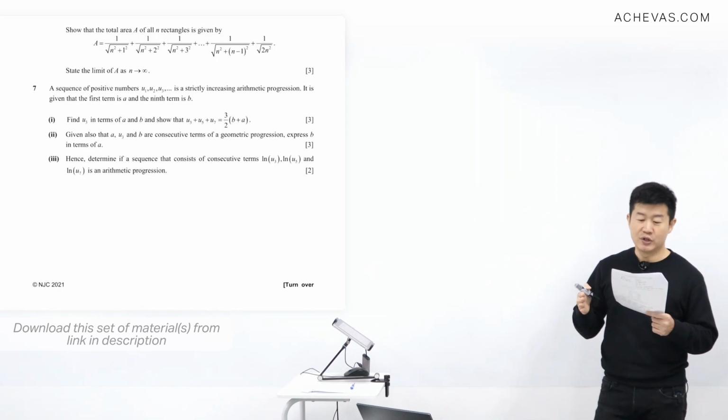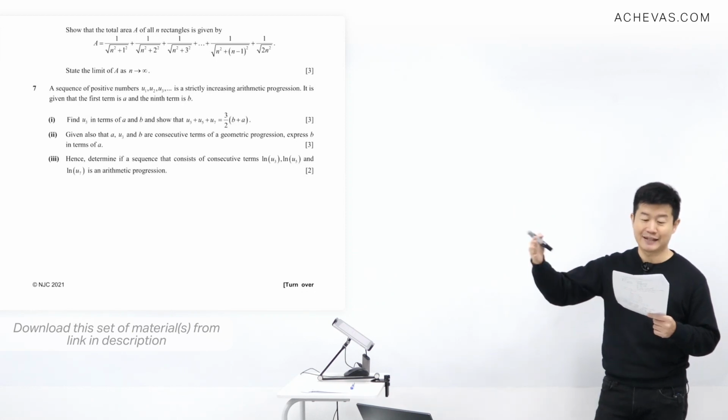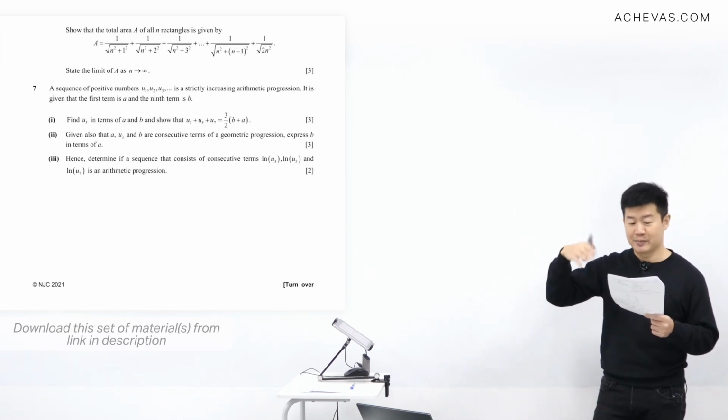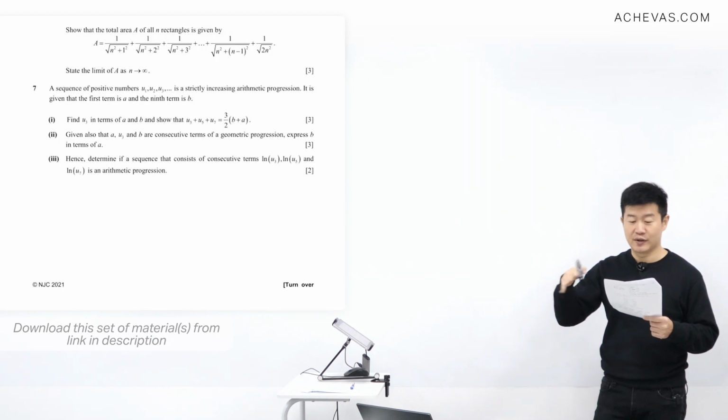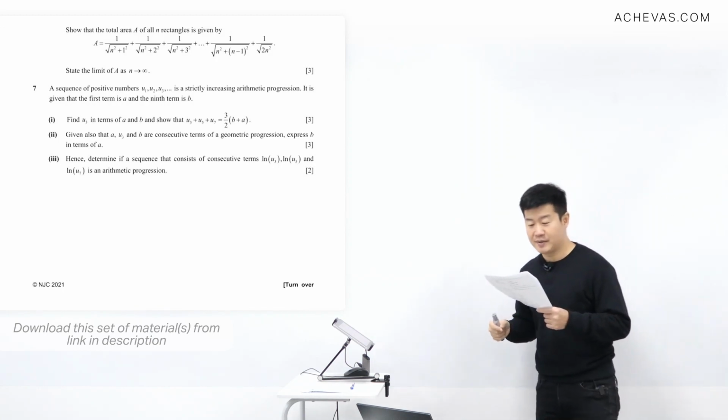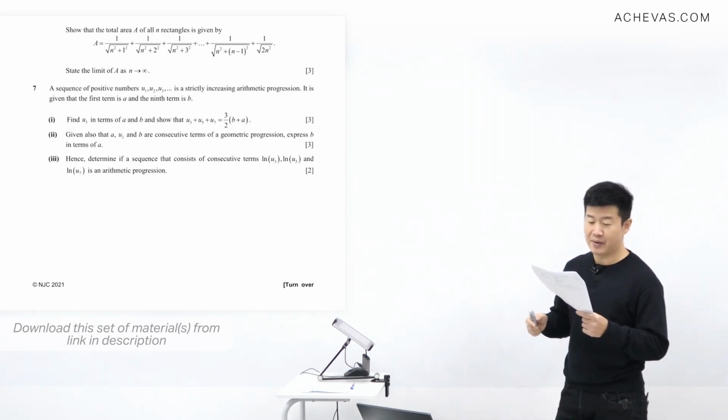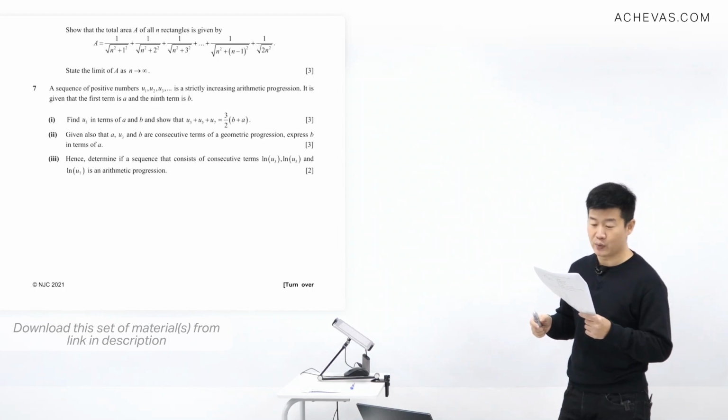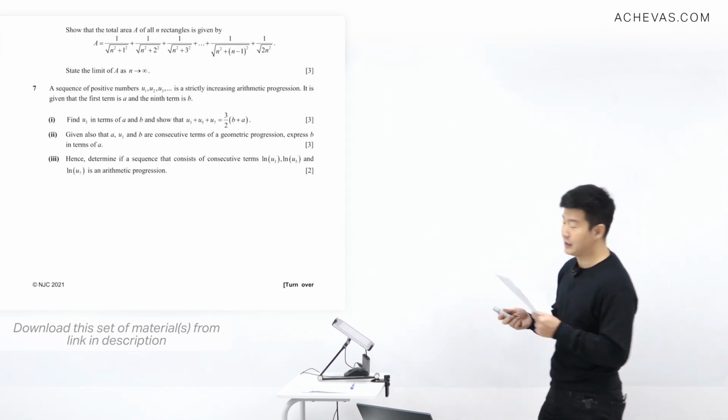So for this question, question number 7, we are given a sequence of positive numbers, u1, u2, u3, which is going to be following a strictly increasing arithmetic progression. So as it gets from u1 to u2, it gets bigger, u3 is going to be bigger than u2, and so on. It is given that the first term is a and the ninth term is b. In part 1, we are supposed to find u3 in terms of a and b, and show that u3 plus u5 plus u7 is equal to that expression over there.